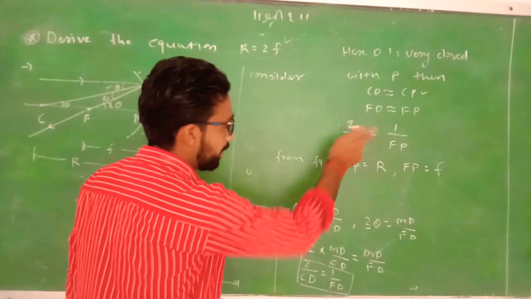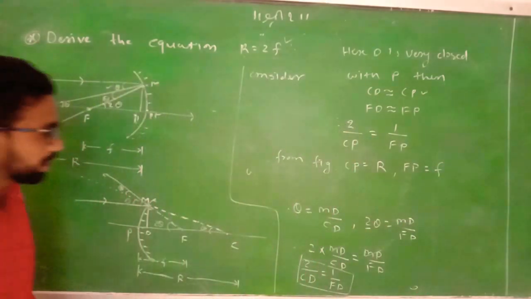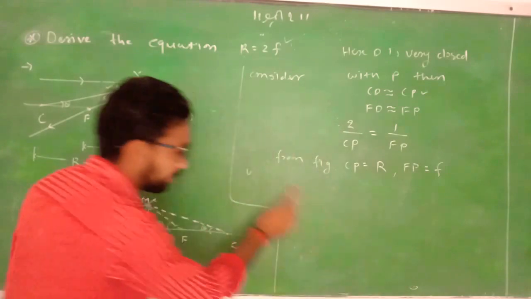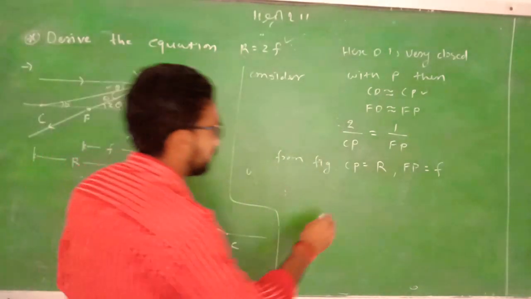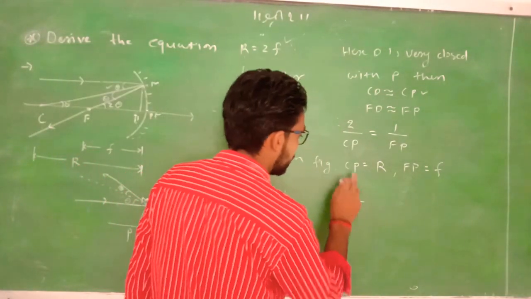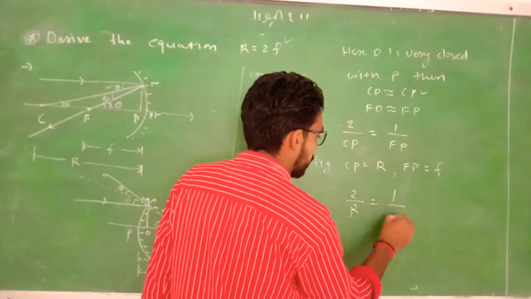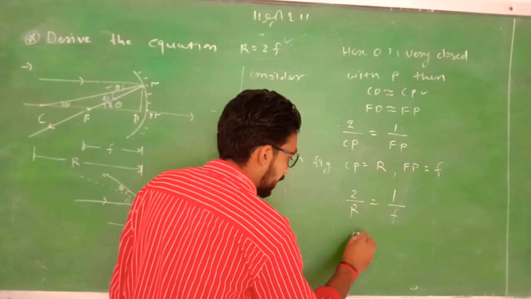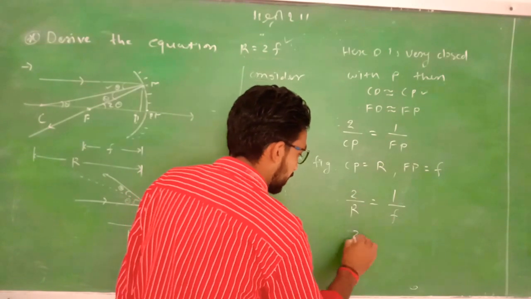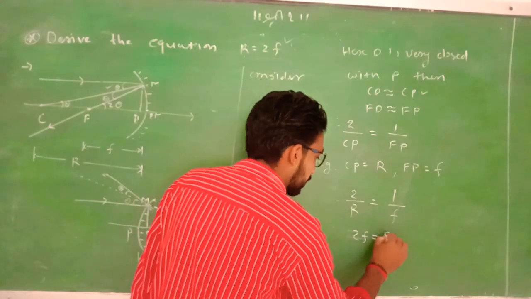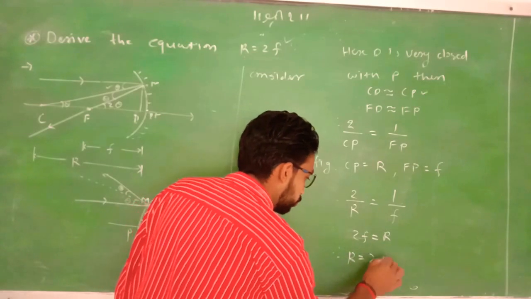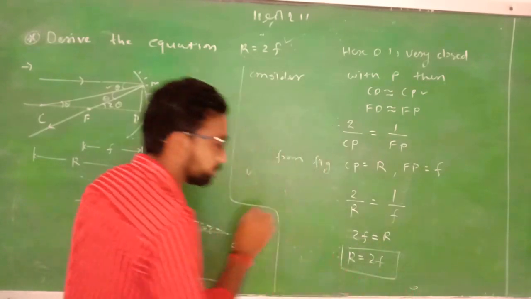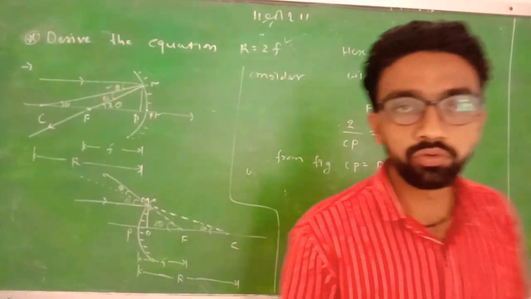So now put the values here. Now you get the equation that we have derived: 2 by R, since CP is R, is equal to 1 by f. So now you can multiply this here and write down like this: this is multiplied by 2f, and this is R. So you get R is equal to 2f, which is the required equation. R is equal to 2f.